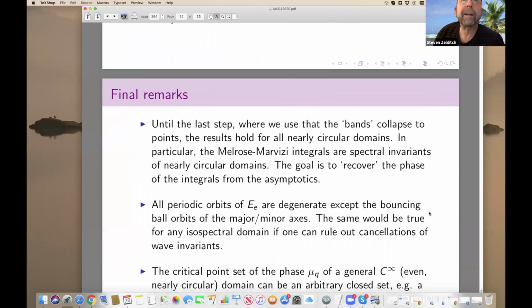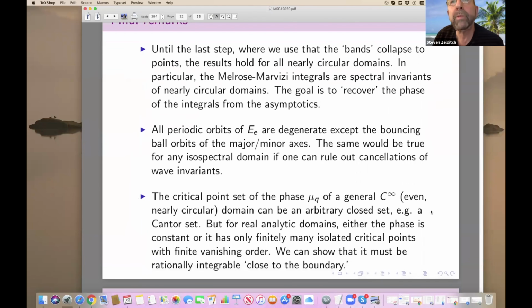So until the last step, I guess I didn't prepare a slide on how you prove that. It's sort of like you have to work out the singularity expansion. You have to work it out using the distribution law of the phase. So until the last step, where we use that the bands have to collapse, the big TQ is little tq. If you're isospectral to an ellipse, everything I did holds for every nearly circular domain.